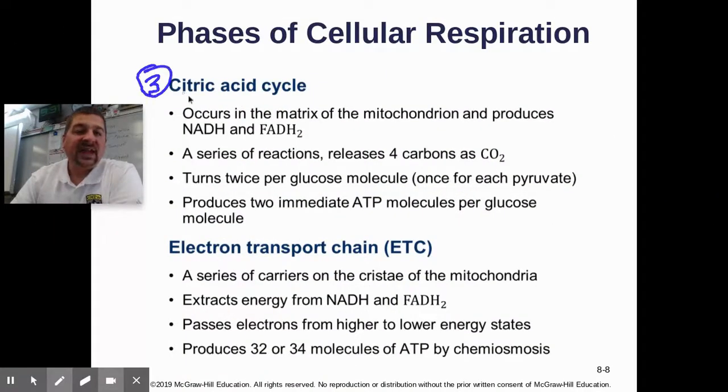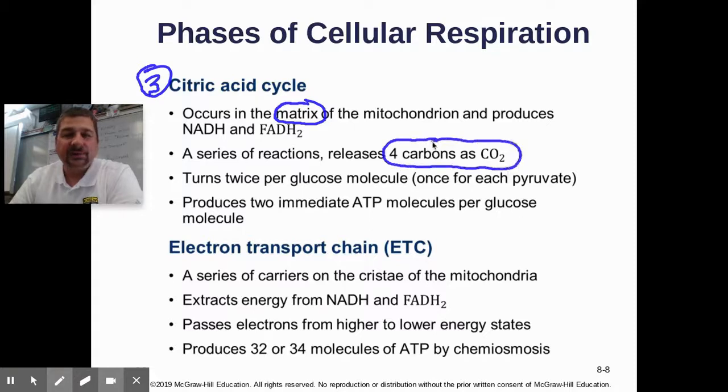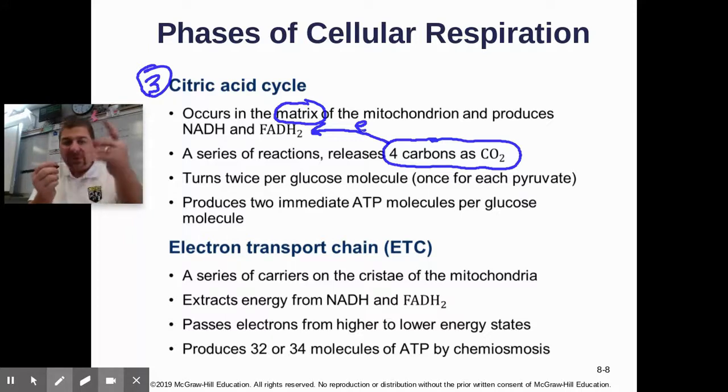Step 3, the citric acid cycle, occurs in the matrix of the mitochondria. That's like the fluidy inside space of the mitochondria. And we're going to release the rest of the carbons as CO2. And as it does that, it's going to release a lot of electrons when you're breaking apart the bonds. Remember, bonds are shared electrons between them. Pew, pew, pew. These electrons come flying off. Those electrons, as it is broken down, are going to be picked up by an NADH and FADH2.